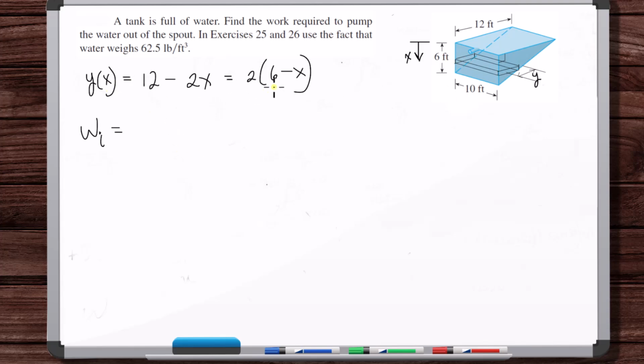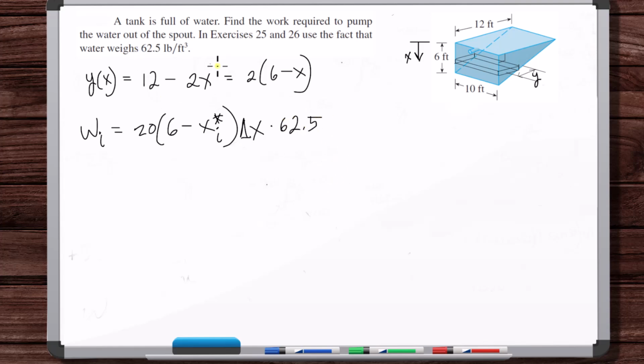So 10 times y is 10 times (12 minus 2 xi star). That xi star means we can choose any point we want within the interval, the upper part, the lower part, the middle, whatever. Okay, so that's the cross-sectional area, and then times the delta x, that's the volume in cubic feet, now times 62.5.